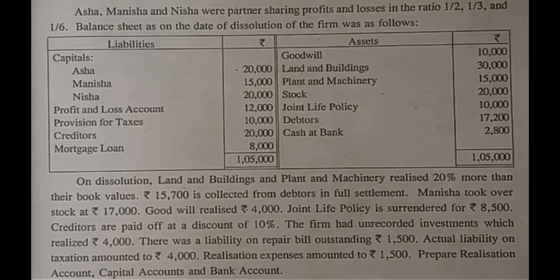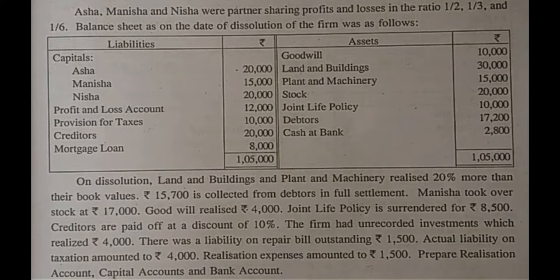Sharing profit and losses in the ratio 1 by 2, 1 by 3 and 1 by 6. The balance sheet as on the date of dissolution of the firm was as follows. Liability side: capitals Asha 20,000 rupees, Manisha 15,000 rupees, Nisha 20,000 rupees. Profit and loss account 12,000. Provision for taxes rupees 10,000. Creditors rupees 20,000. Mortgages 8,000.